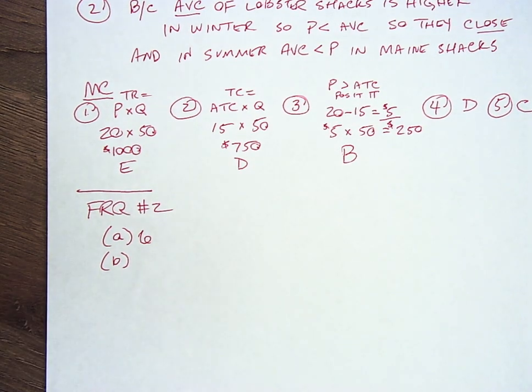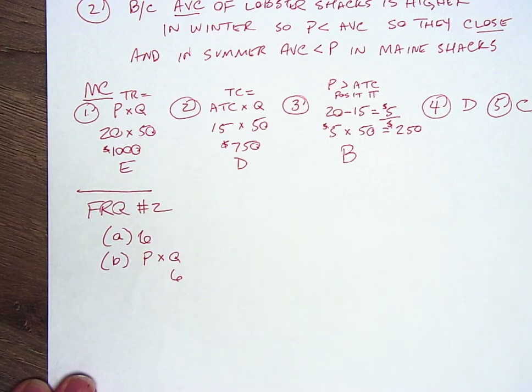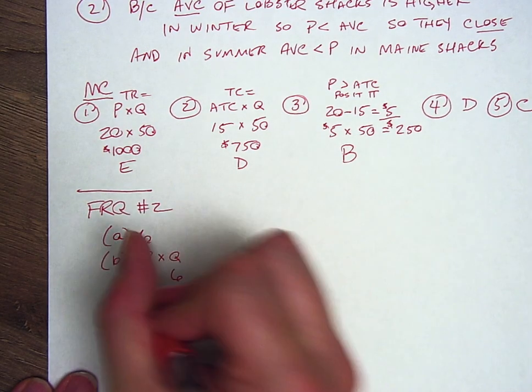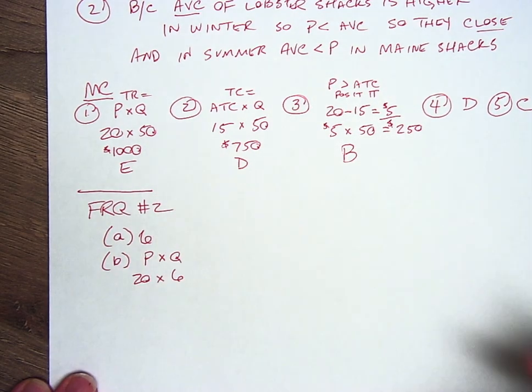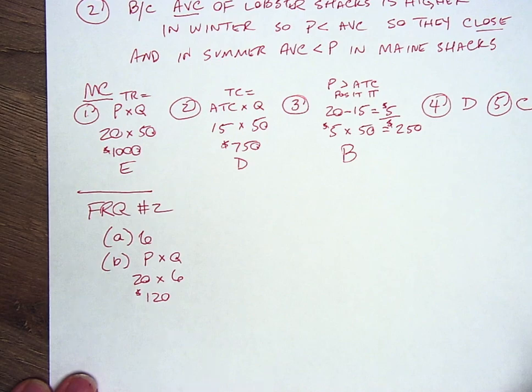B, total revenue for the firm. So total revenue, again, just as a reminder, is price times quantity. So we know that's going to be 6, right? They're selling 6, and the price, sorry, is 20. So total revenue is 120. Okay? 120.